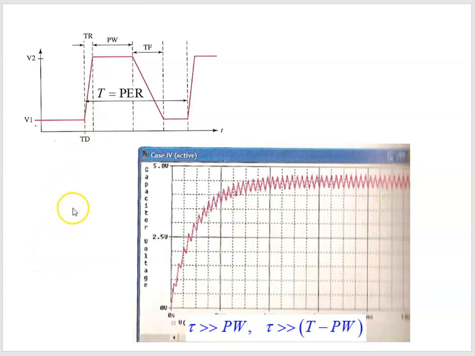So this is how we can exercise our RC circuit with PSPICE to see these various examples. We're also working on such a lab.